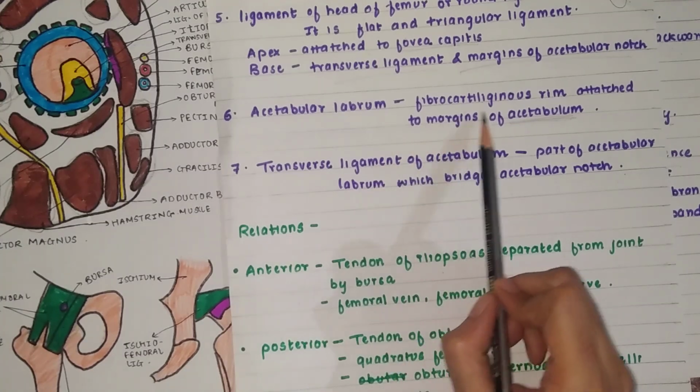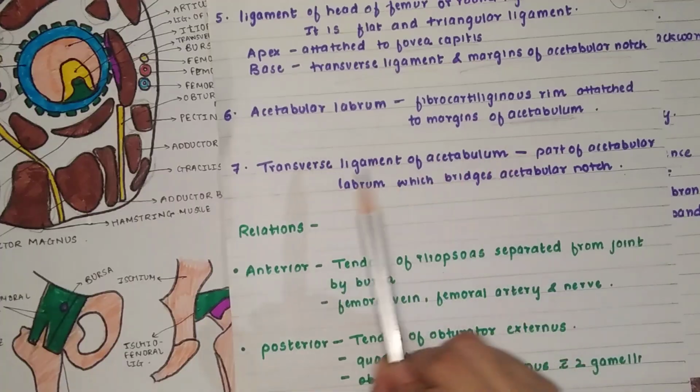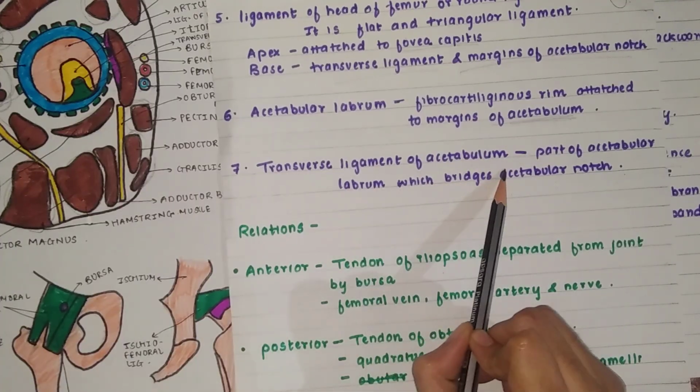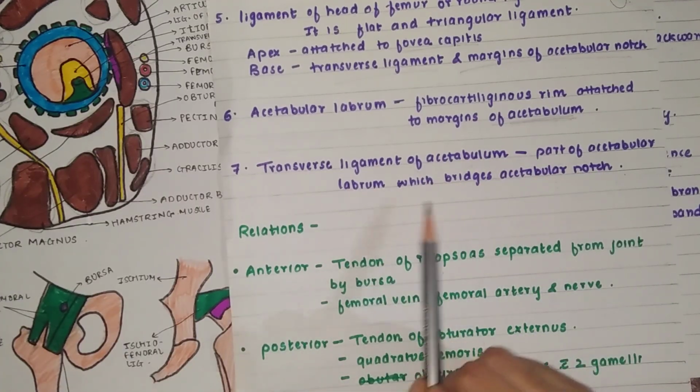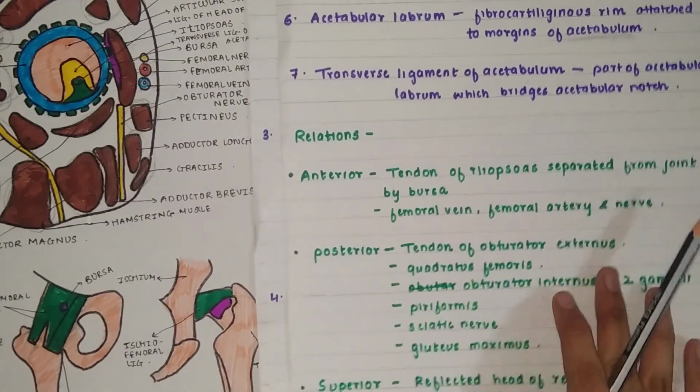Acetabular labrum, it is a fibrocartilaginous rim attached to the margins of acetabulum. Transverse ligament of acetabulum, part of acetabular labrum which bridges the acetabular notch. Now we will see the relations.